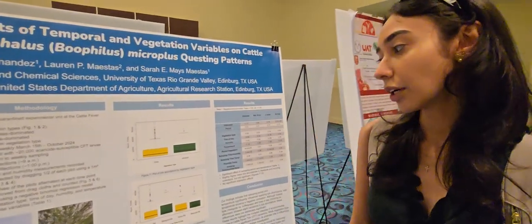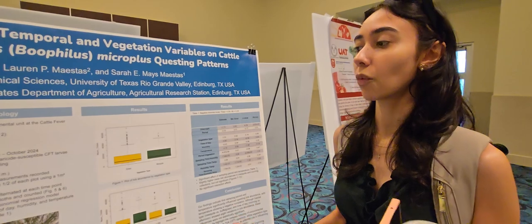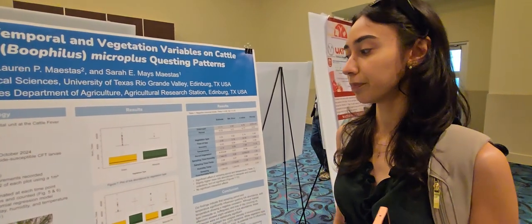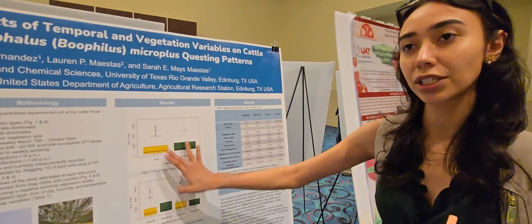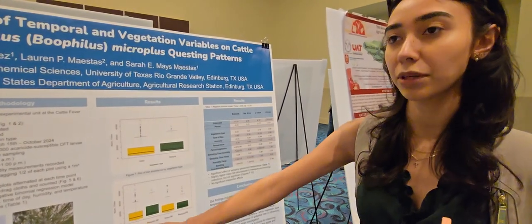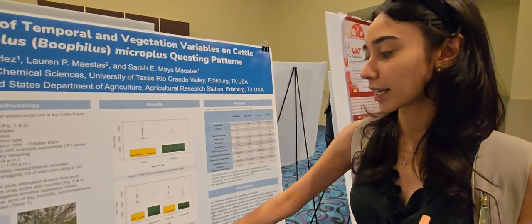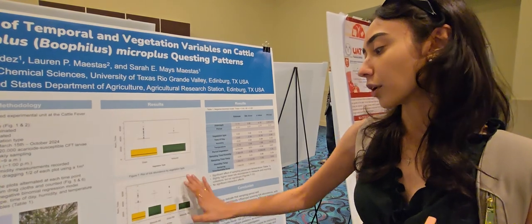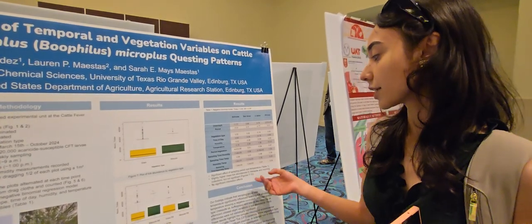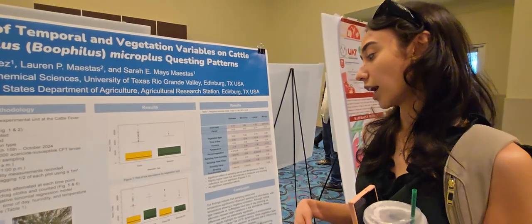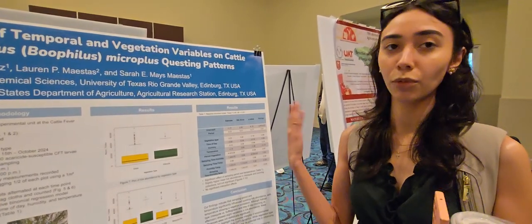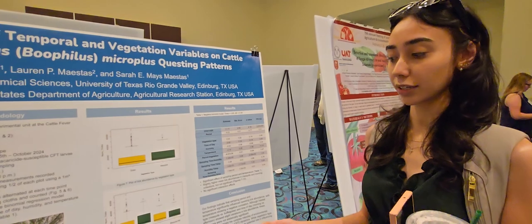To depict the results of what we collected over that time frame, there wasn't a huge difference between grass or mesquite vegetation types, but the difference was primarily in the time of collection, which was 8 a.m. or p.m. collections. We noticed that there's a higher tick abundance in mesquite compared to buffalo grass, and a lot more abundance in morning collections compared to afternoon collections.